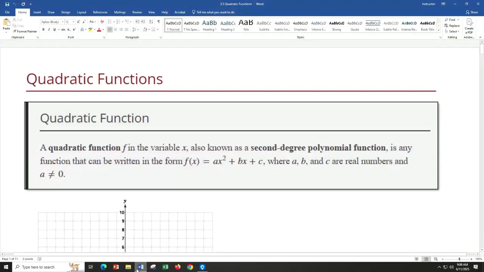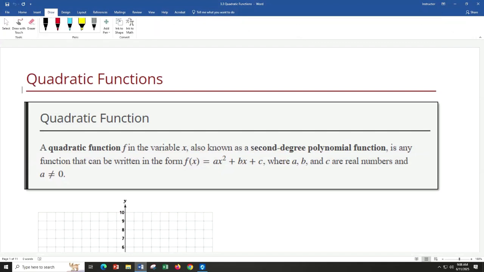Quadratic. Once again, now we're dealing with quadratic functions. No longer are you going to see y is equal to x squared. It's going to be f of x. The quadratic function f in the variable x, also known as a second degree polynomial function, which is important to remember.